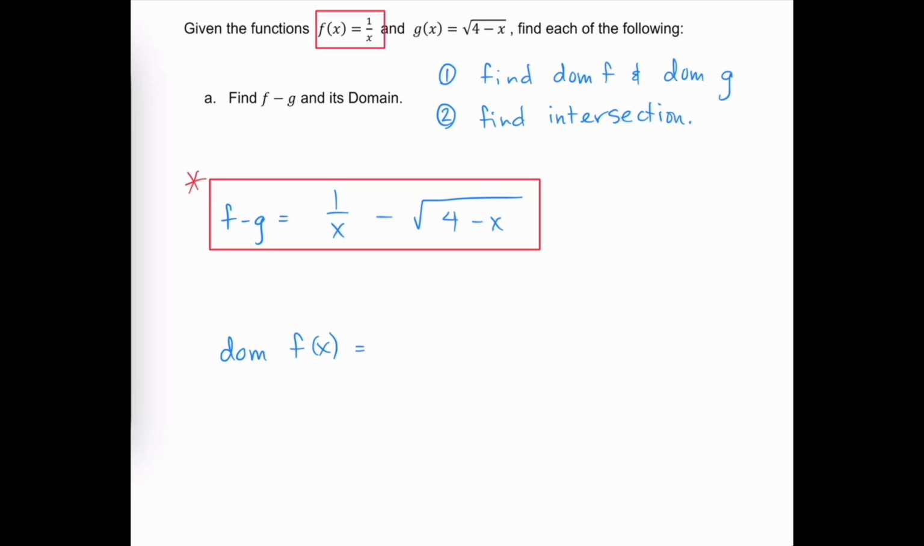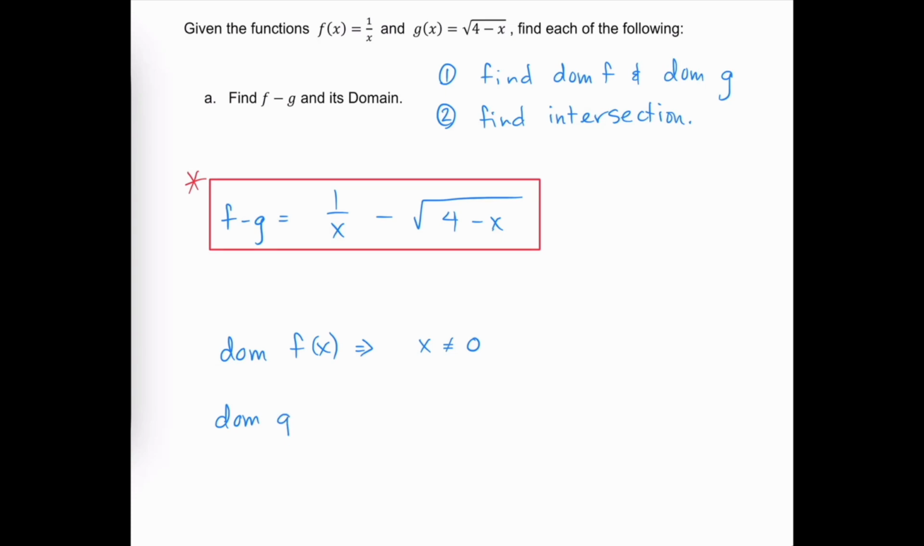F of x is a rational function, and in a rational function we want to eliminate any x value that causes the denominator to be 0. So the only x value that is not allowed in the domain of f is 0. When x is equal to 0, it'll cause 0 in the denominator, and then the output would be undefined. So we'll just make a note of that domain restriction.